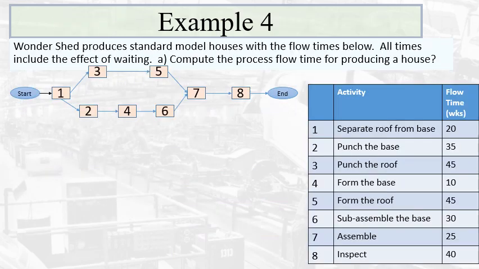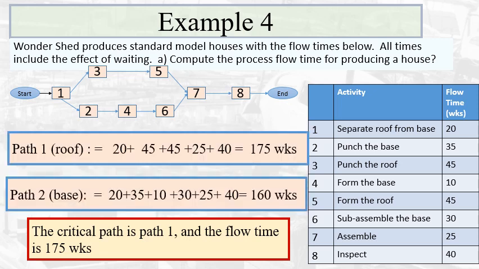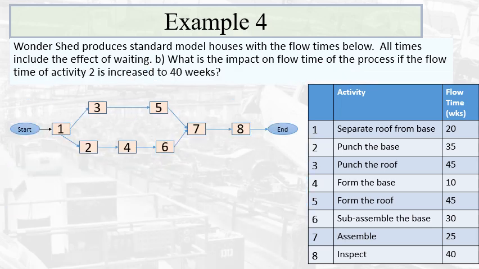So now I'm going to go quickly over the remaining two examples, which are just about the critical path. Here we have this process. Again, to find the critical path we add all the activities on each path. So here it's 175 weeks, and here it is 160 weeks. So path 1 is the critical path. So we say that's the process flow time. The process flow time is actually the critical path.